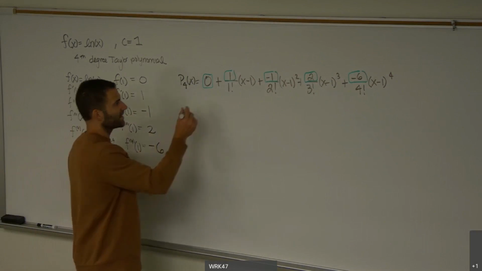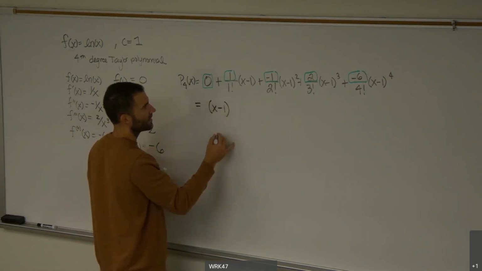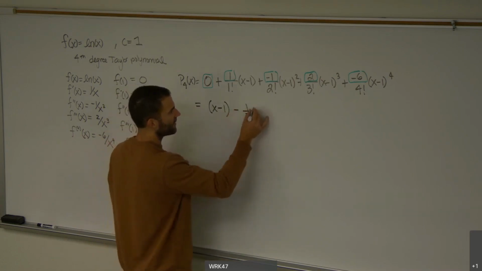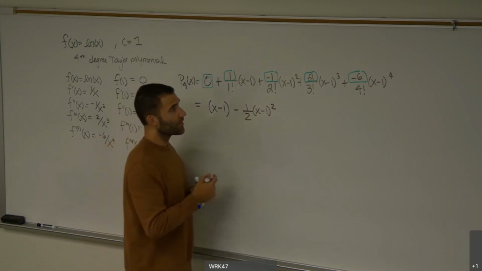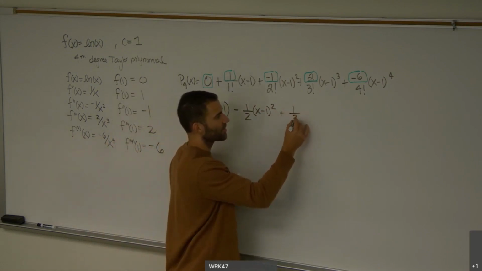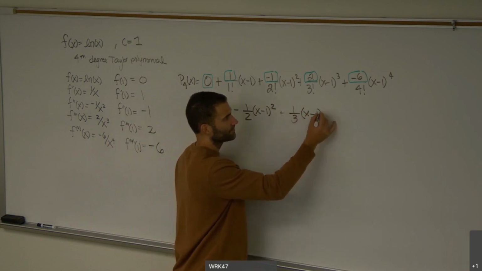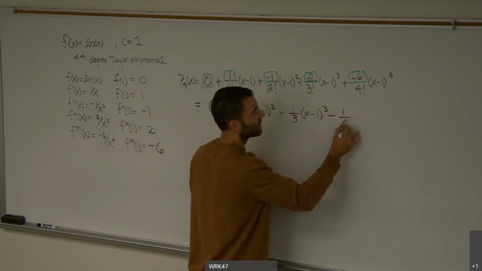Now we can simplify this a little bit. There's no constant. 1 over 1 factorial is just 1. We can write this as negative 1/2 x minus 1 squared. This term, 2 over 3 factorial, reduces actually to 1/3. It's 2 over 6 or 1 over 3. Negative 6 over 4 factorial actually reduces to negative 1/4.